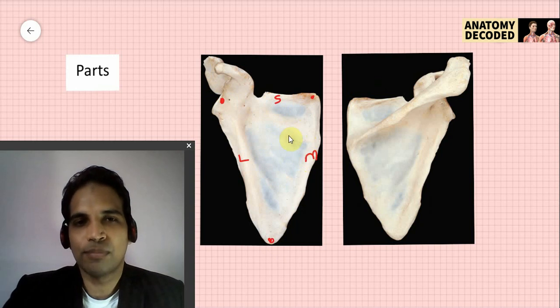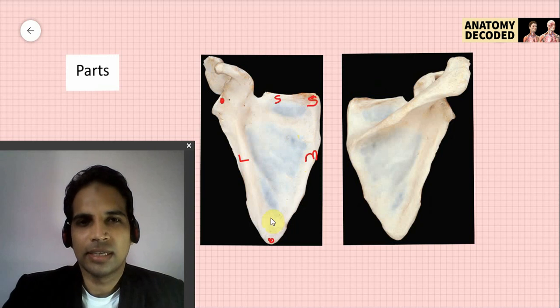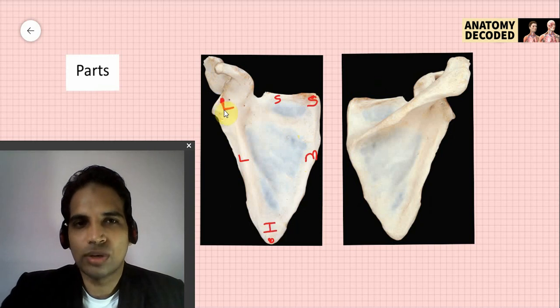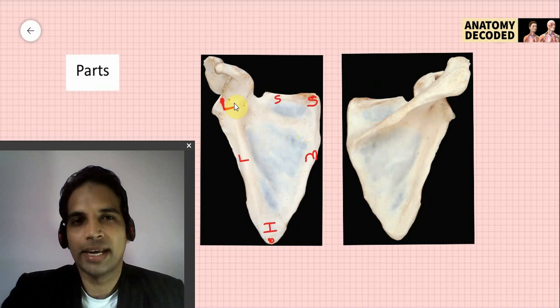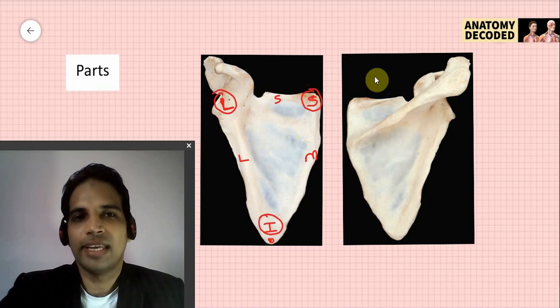And angles of the scapula. This is the superior angle. This is the inferior angle. This is the lateral angle, also referred to as the glenoid angle. These are the three angles of the scapula: lateral or the glenoid angle, superior angle, and inferior angle.